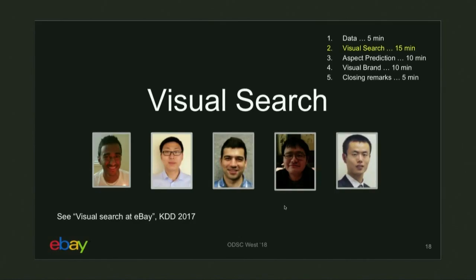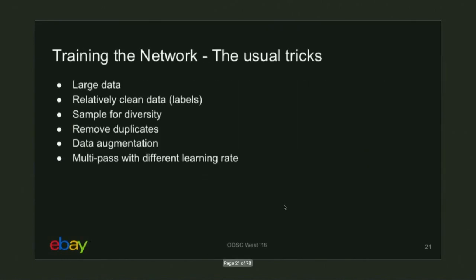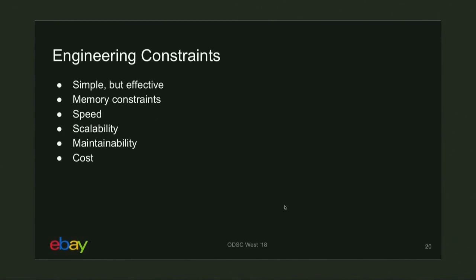Now, let me show a high-level view of how we do visual search. Some of the things that we need to consider are, we have to come up with a simple system. There are memory constraints. Speed is also a big factor. And scalability and maintainability are important too. For example, you don't want to have like 100 different models. Otherwise every time you train the models, you have to maintain 100 models. You have to maintain the life cycle of all these models.